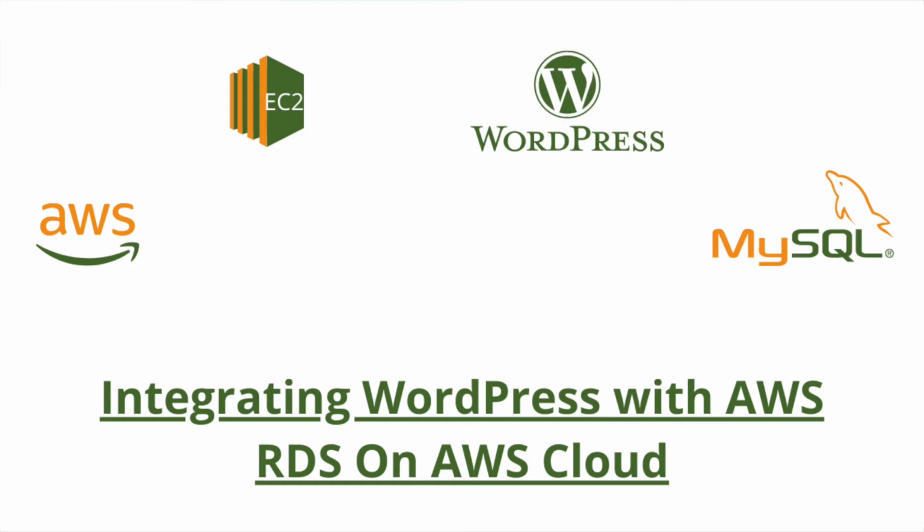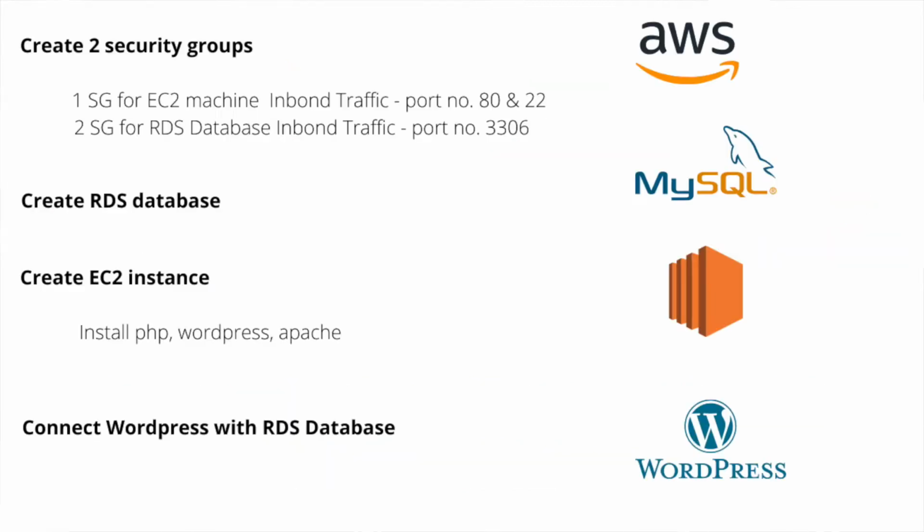Hi YouTube family, in today's video we are going to learn how to create an RDS database on AWS, and that RDS database we are going to connect with WordPress, and that WordPress is running on an EC2 machine. So let's understand the steps which we are going to follow in this video.